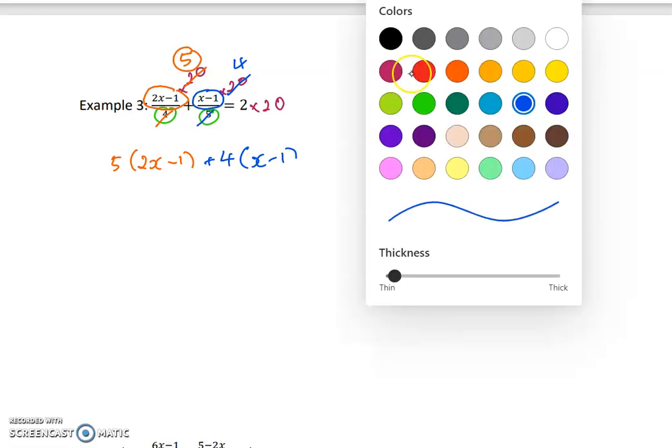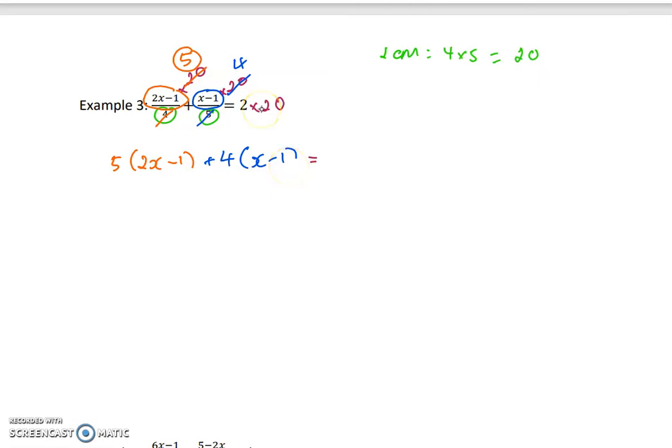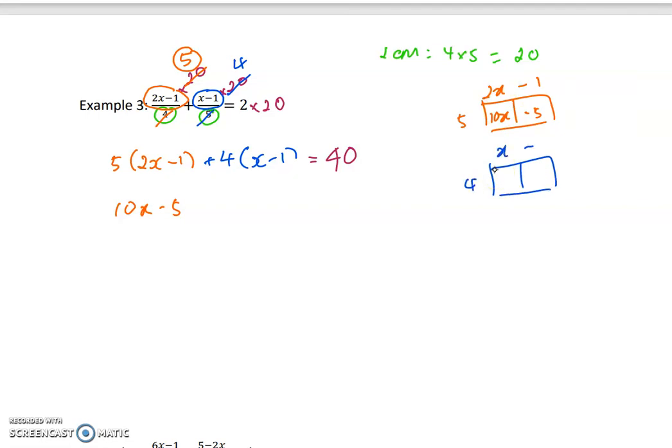And finally, on the other side, 2 times 20 is just 40. No dividing because there was no denominator for the 2. Only the other 2 had. Now, how do we continue from here? So we will do the same thing as what we did earlier on, where we have to expand it now. So we have 5 and 2x minus 1. It's 10x minus 5. I'm just using this color here to show the difference. And for the other one, we will have 4 and x minus 1. So we have 4x minus 4.